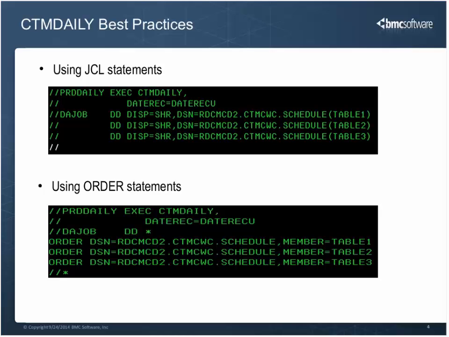Okay, so let's have a look at the two samples that we can see in front of us. We can see there are two different methods of running the same job. The top half shows an example that uses JCL statements, and the bottom one shows an example of using order statements. Our best practice here is actually to use order statements rather than JCL statements, and I'll tell you why. It's really about recovering from failures when running this utility.